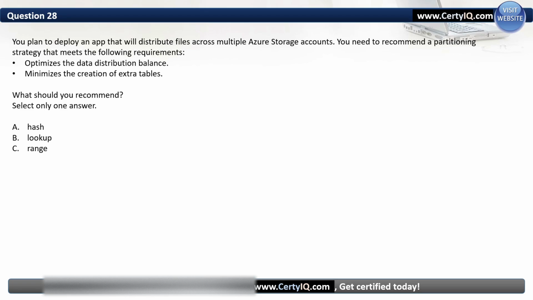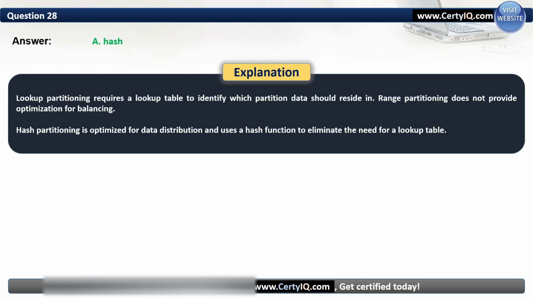The correct option is A. Hash. Lookup partitioning requires a lookup table to identify which partition data should reside in. Range partitioning does not provide optimization for balancing. Hash partitioning is optimized for data distribution and uses a hash function to eliminate the need for a lookup table.